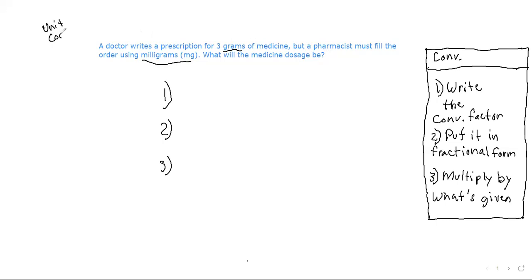Unit conversion. And once we know that, we know exactly what technique we're going to use, which is a 3-step technique that we have written on the right side of the equation on the screen for us. Now we're going to go ahead and apply this. So for unit conversions, we're going to write the conversion factor.